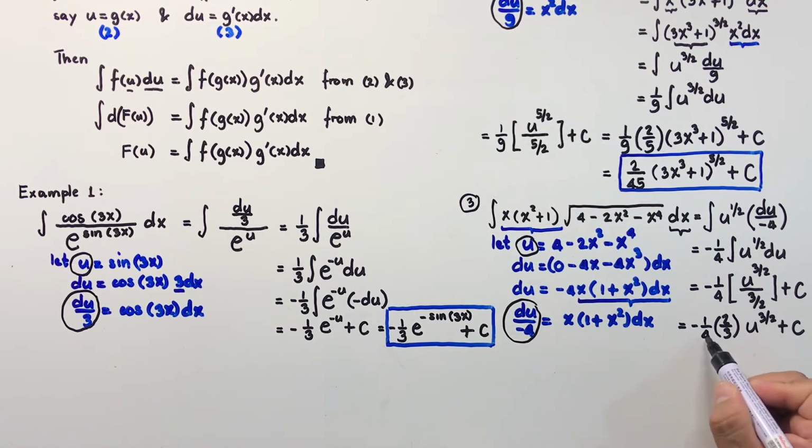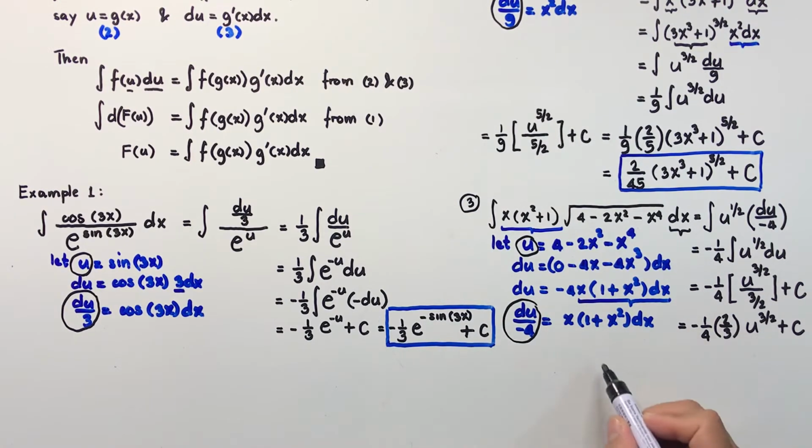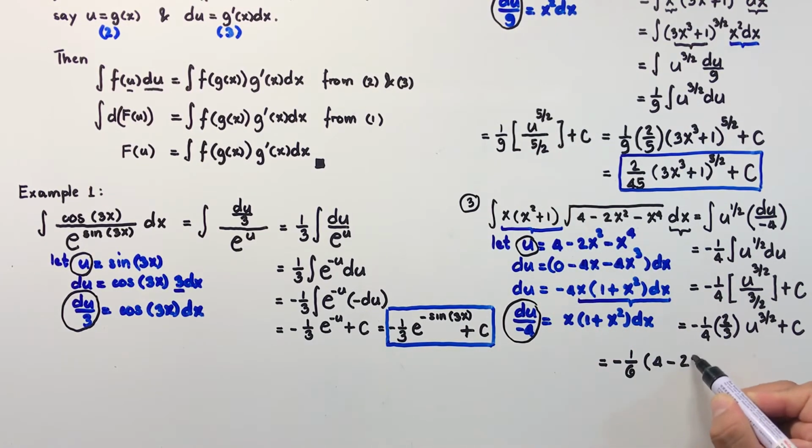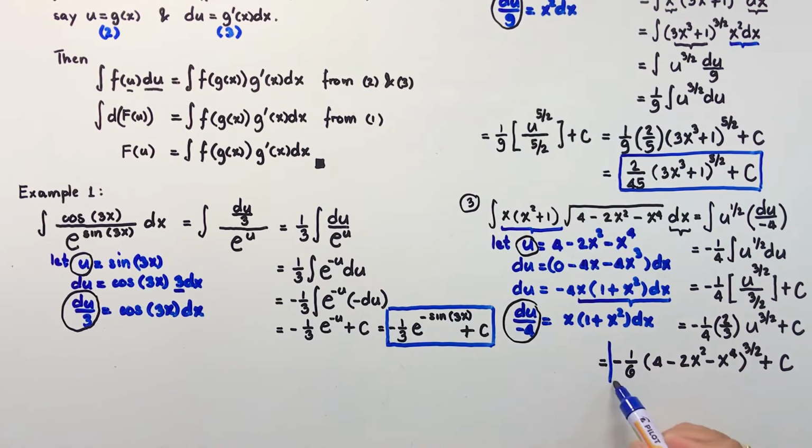Now cancelling a factor of 2 in this 4 with this 2 here, we have negative 1/6 of our u, which is this one here, (4 minus 2x squared minus x to the power of 4) quantity raised to the exponent 3/2. And this will be added to the constant of integration c. Thus, this is our final answer for this example number 3.